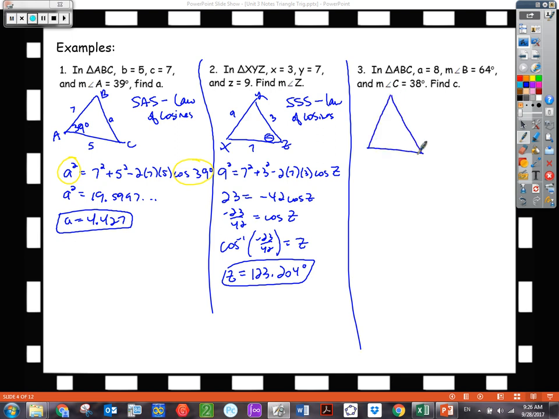Okay, I have triangle ABC. So measure of side A is 8. Measure of angle B is 64 degrees. And measure of angle C is 38 degrees. They want us to find C. Okay. So here we have angle, side, angle. Okay. According to our guidelines, we should be using law of sines.